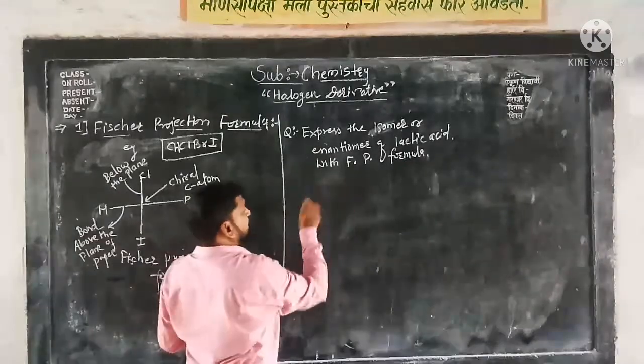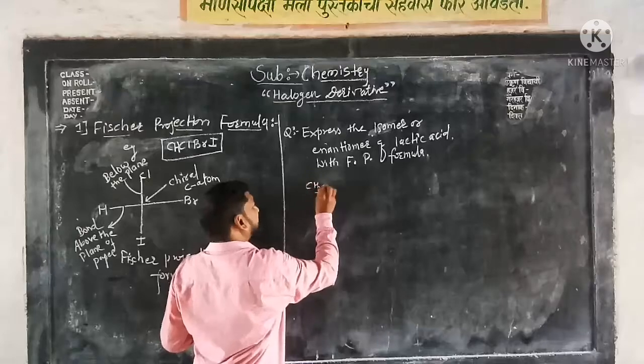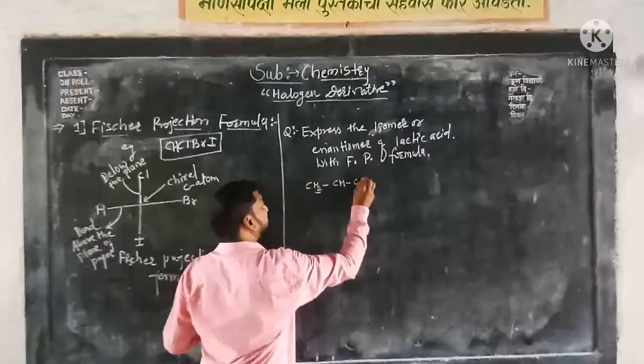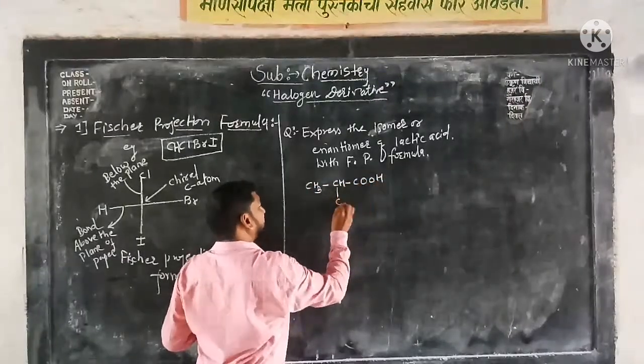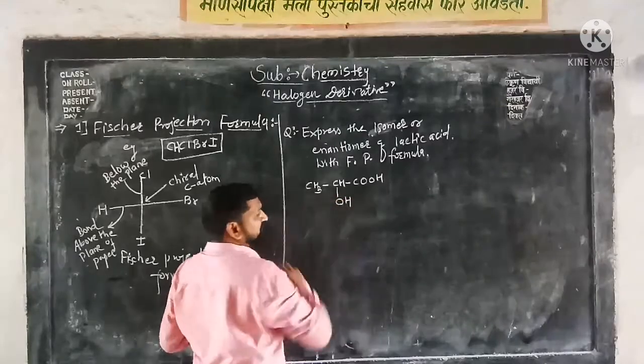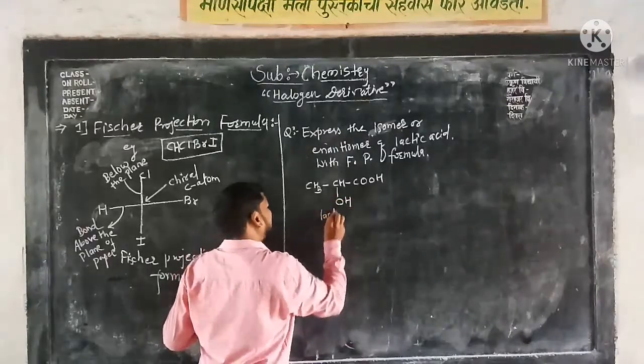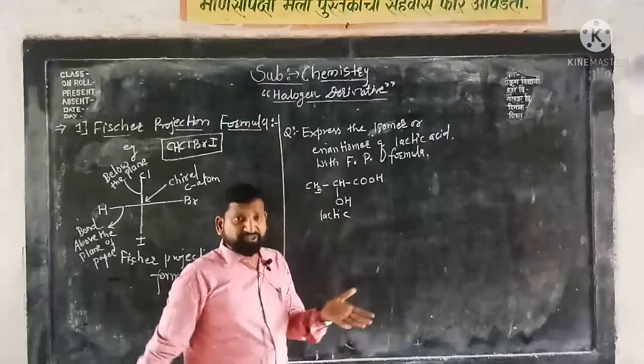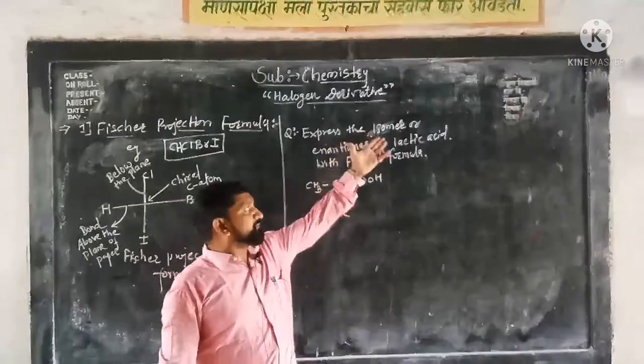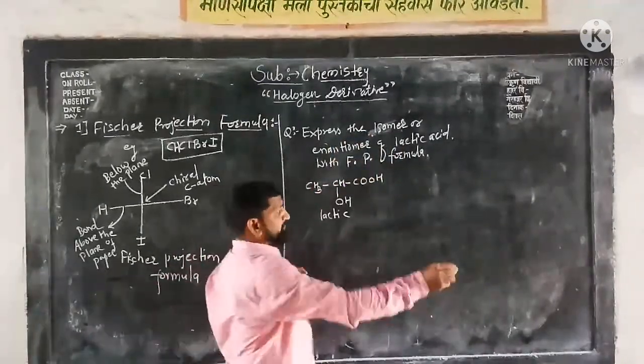First we should know lactic acid. So see here, this is your lactic acid, CH3CHCOOH, and here we have to write the hydroxyl group. This is your lactic acid. Now we have to express it in three-dimensional view via Fisher projection formula. Then it will be like this. See here.